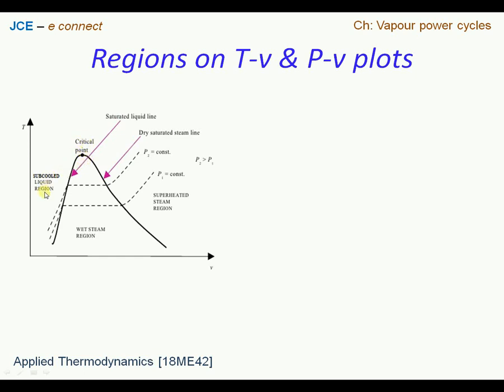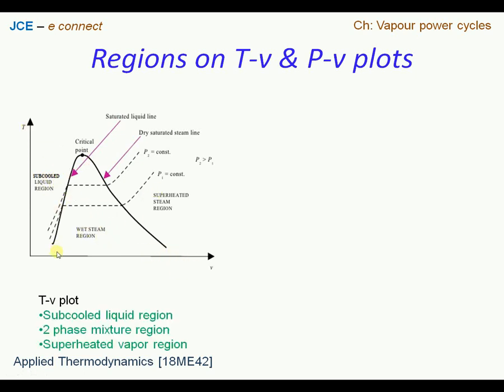We can see that there are three distinct regions on the TV plot. The portion on the left side of the dome is called the subcooled liquid region. The region within the dome is called the two-phase mixture region, or sometimes the wet steam region. The region on the right side of the dome is called the superheated vapor region or steam region, which is shown here.